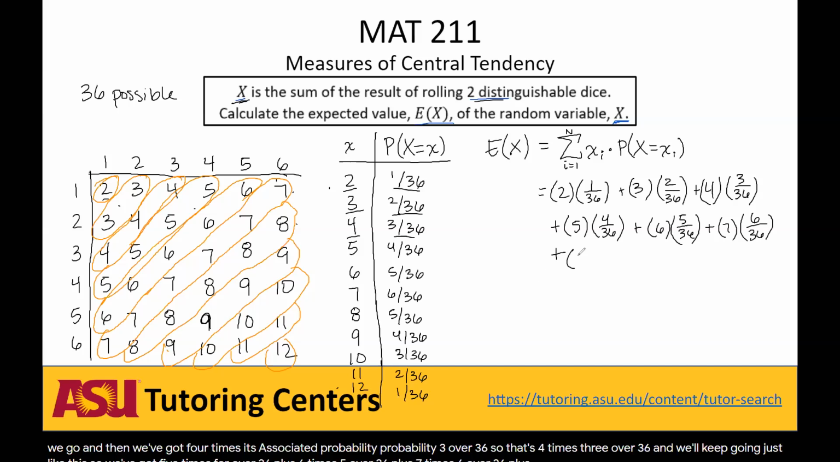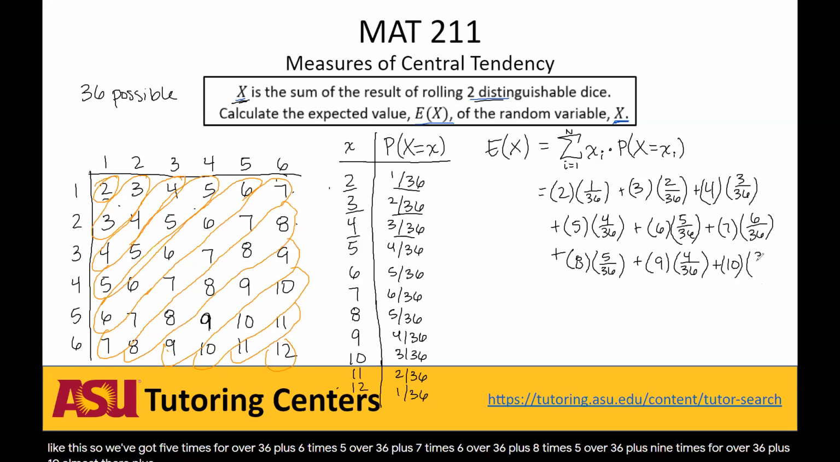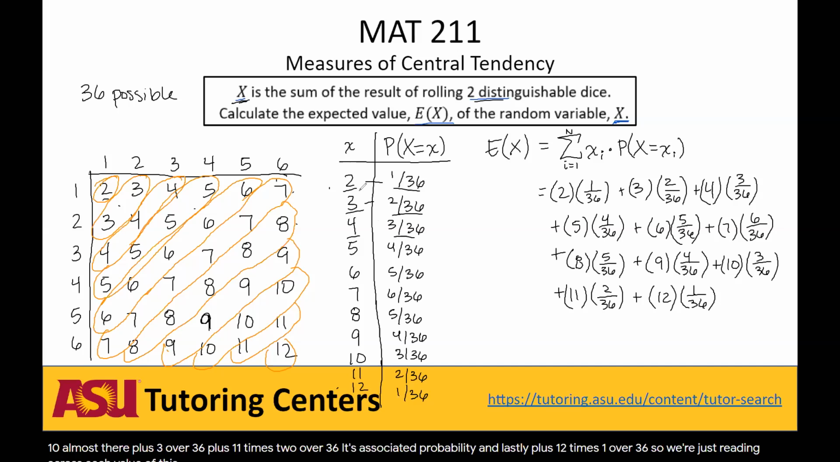plus 8 times 5 over 36 plus 9 times 4 over 36 plus 10 times 3 over 36 plus 11 times 2 over 36, its associated probability, and lastly, plus 12 times 1 over 36. So we're just reading across each value of this table, multiplying those together and summing them all up.